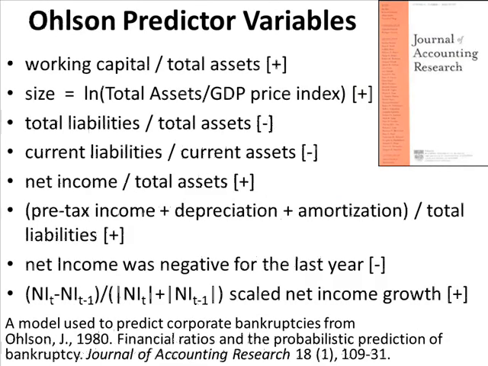And then finally, we look at another model, this from the Journal of Accounting Research, that is also to predict bankruptcy in the for-profit sector, but has been successfully applied in the nonprofit sector. And we look at working capital over total assets again, which we want to be high; overall size of the organization, we like the organization to be larger; total liabilities over total assets, we want this to be lower; current liabilities over current assets, we want this to be lower; net income over total assets, we want it to be higher; pre-tax income plus depreciation and amortization over total liabilities, income is good, we want it to be higher; net income having been negative for the last year, so making a loss or negative net income, that's a negative; and then finally scaled net income growth.